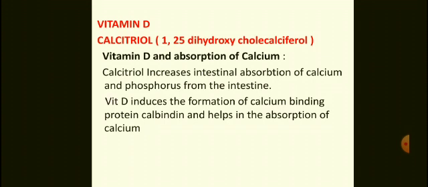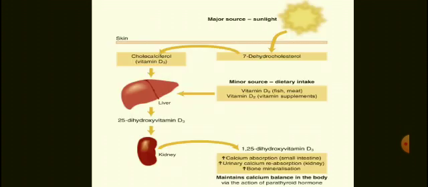It induces the synthesis of a protein, calbindin, and this calbindin helps in the absorption of calcium. In the picture we can see vitamin D3. Vitamin D3 is known as cholecalciferol. It is formed from 7-dehydrocholesterol upon exposure to sunlight. 7-dehydrocholesterol is converted to cholecalciferol, which is vitamin D3.